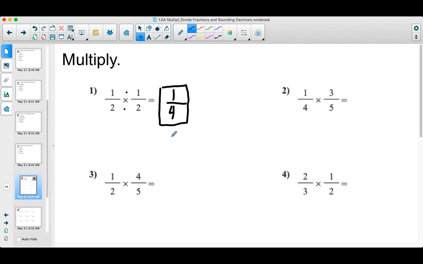Okay. I'm going to look down here at number 3. So 3, I look at it and say 1 times 4 is equal to 4. 2 times 5 is equal to 10. Well, I'm looking at these two numbers, 4 and 10. Have to think, they're both even numbers. They're both divisible by 2.